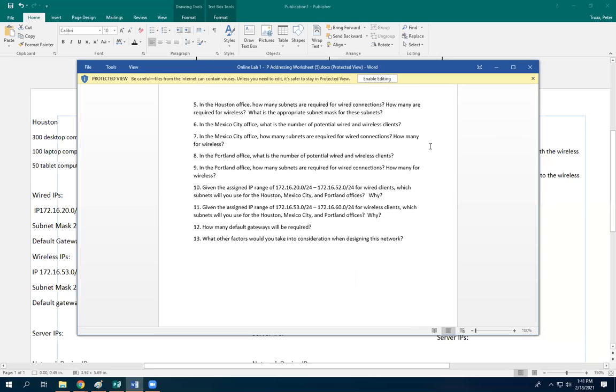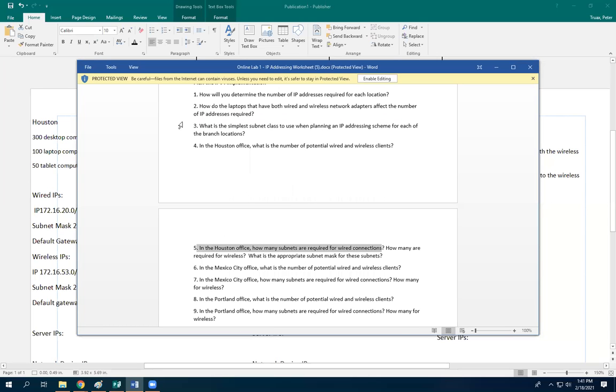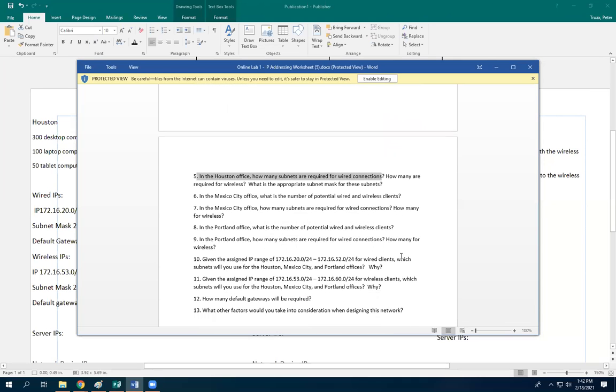So in the Houston office, how many subnets are required for wired connections? Again, this goes back to that same question we had up here in 3. They want you to separate it out into simplest classes, so you would use 2 subnets for the wired connections. In reality, you'd only use 1, or at least that's what I would do. Just use 1.